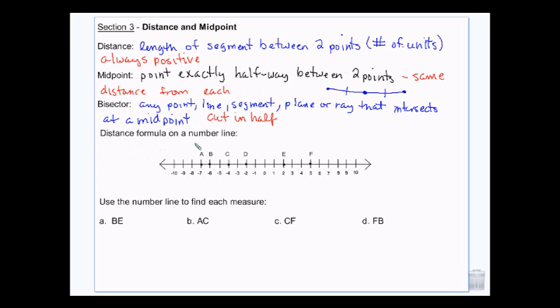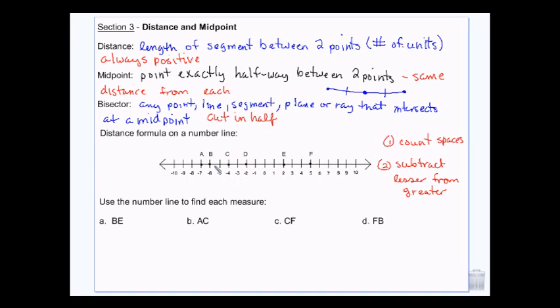To find the distance on a number line, so we're talking about only one axis, there's 2 ways you can do it. You can either count the spaces between on the actual number line, or you can subtract the lesser from the greater. That's for distance if you are just on a straight number line.